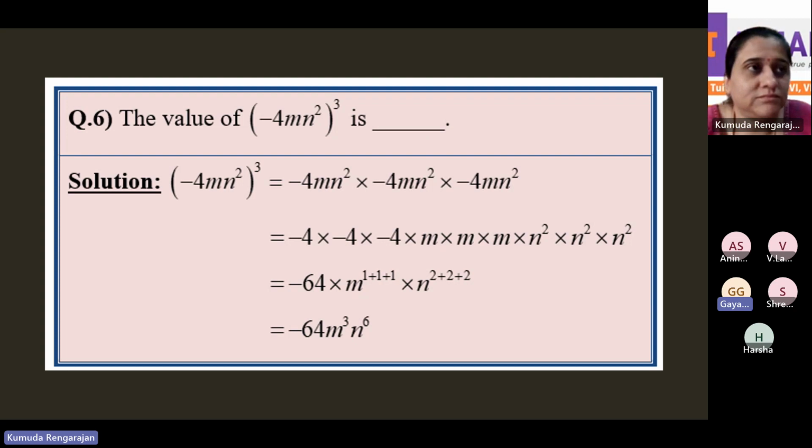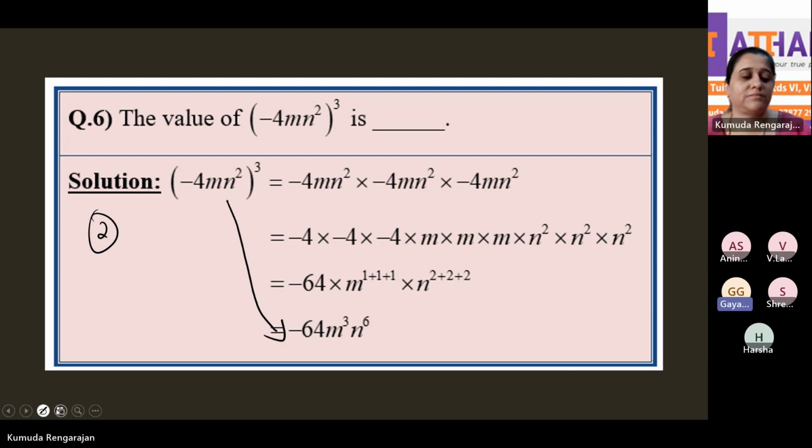Gayatri, what's your question? You have expanded this and simplified it. Not needed. It depends on the marks. If it's for 2 marks, you have to show the steps like this. Otherwise, you can write the answer straight away, Gayatri.